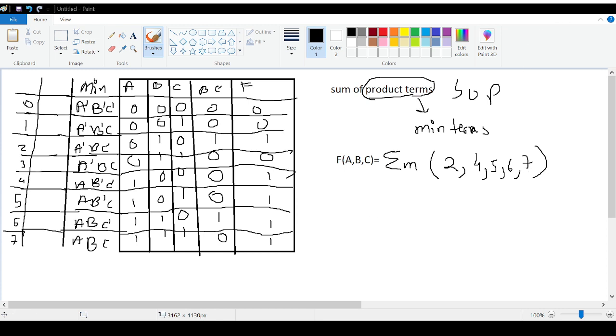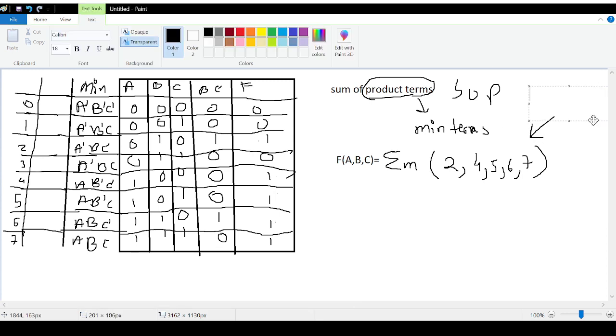Is this clear, guys? Okay, so first I wrote it as a sum of which min terms? 2, 4, 5, 6, 7. Now this form is known as canonical SOP. Canonical means standard. Standard form means when we write it as min terms of numbers, then this format is known as canonical SOP.